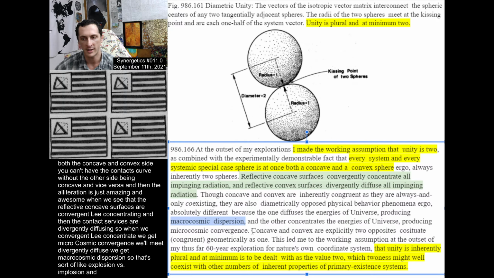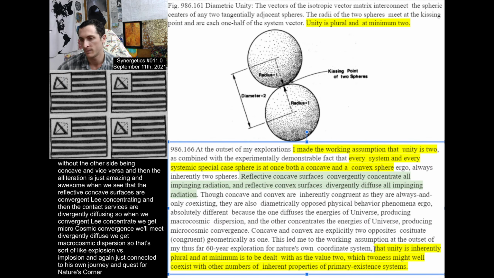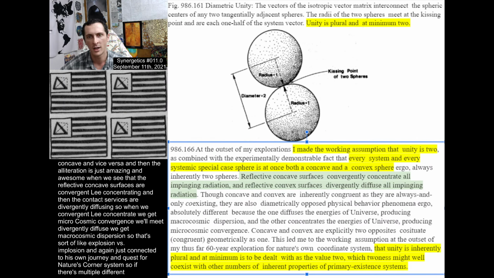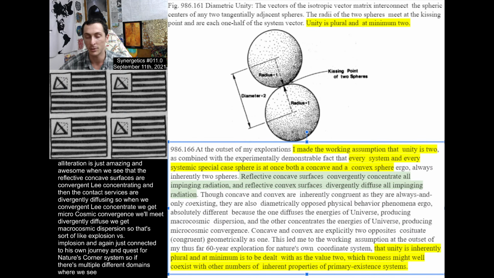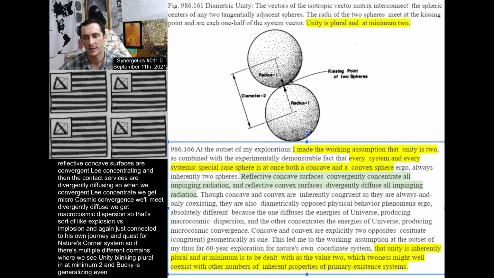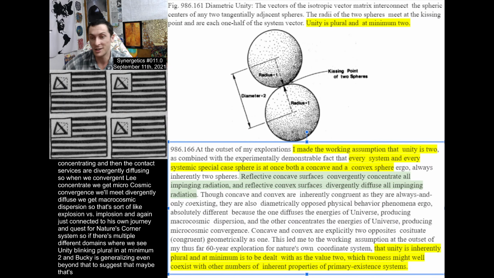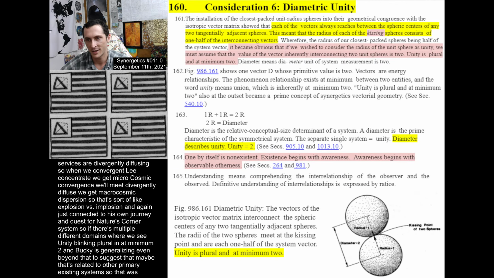And again, just connected to his own journey and quest for nature's coordinate system. So there's multiple different domains where we see unity being plural and at minimum 2, and Bucky is generalizing even beyond that to suggest that maybe that's related to other primary existence systems. So that was consideration 6.